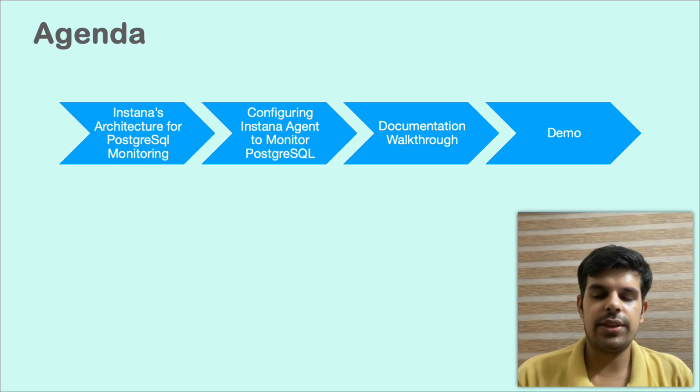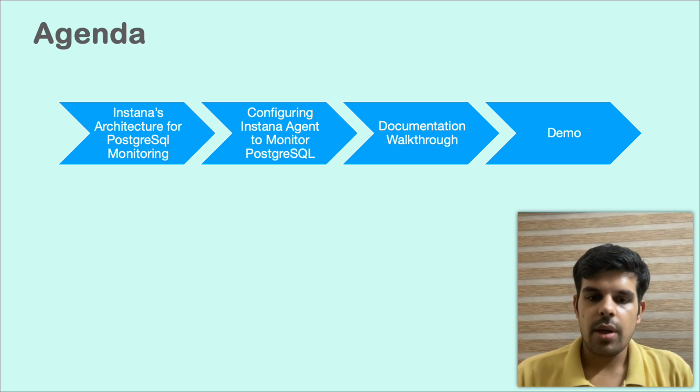So this is the agenda for today. First, I'll show you Instana's architecture for monitoring Postgres. Then, I'll show you how we can configure the Instana agent to monitor the Postgres database. After that, we can go through the documentation walkthrough, and then we'll finally see how the metrics are displayed on the UI.